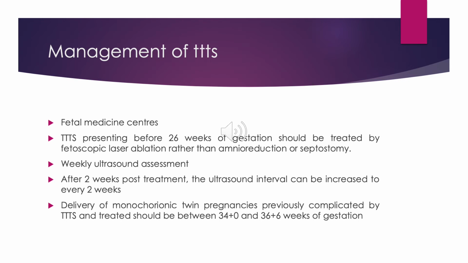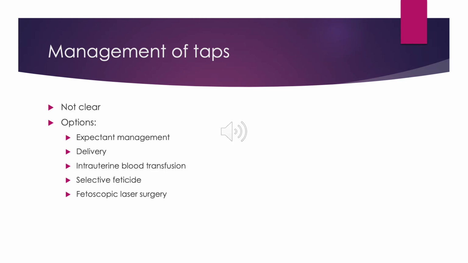Delivery of monochorionic twins previously complicated by twin-twin transfusion syndrome, but treated, is between 34 and 36 plus 6 weeks. Management of twin anemia polycythemia sequence. There is no clear evidence behind the optimal management. Again, patients should be referred to a fetal medicine center with specialized care in twin anemia polycythemia sequence. Options can include expectant management with regular follow-up with middle cerebral artery peak systolic velocity, offering delivery, intrauterine blood transfusion, selective feticide, or fetoscopic laser surgery.